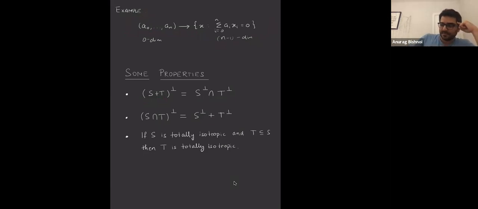Now, another really nice thing is that this is a downward closed family. So if S is totally isotropic and you take any subspace T which is contained in S, then T will also be totally isotropic. That's another thing you can prove just from the definition.